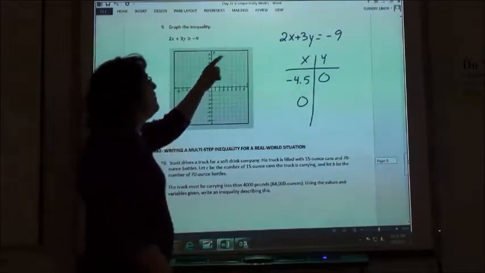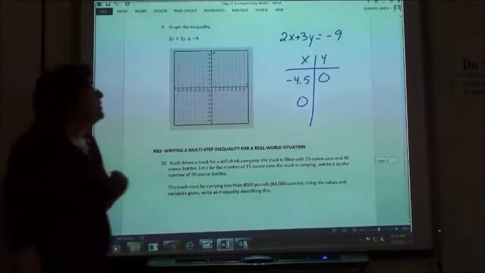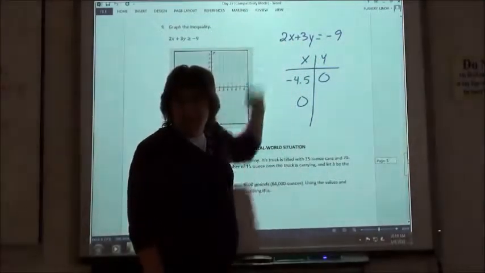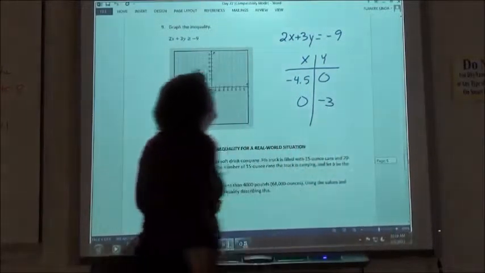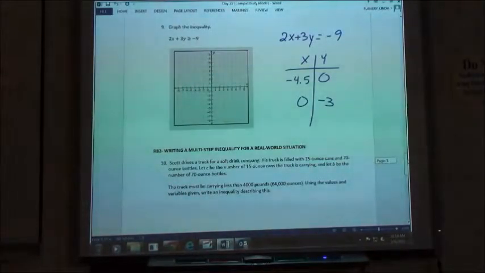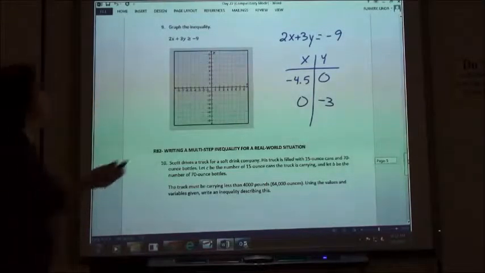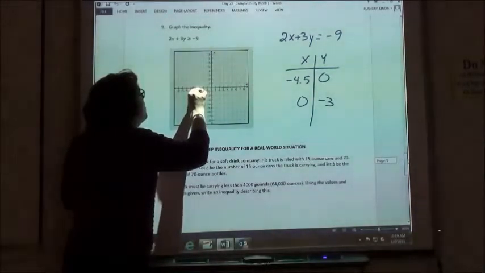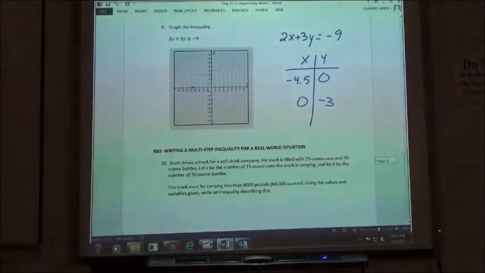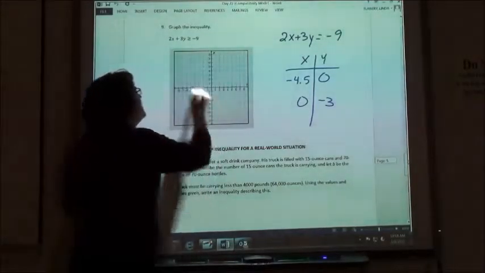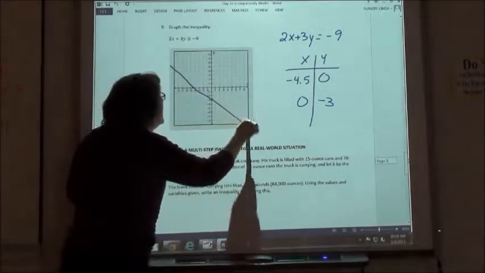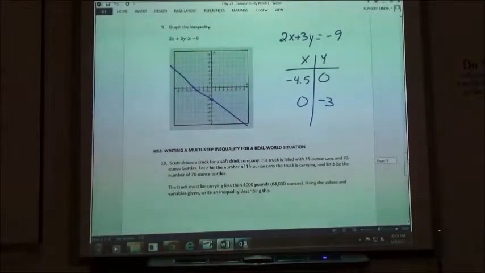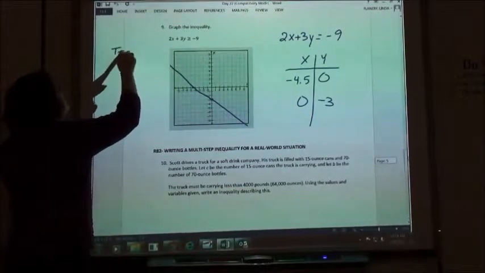If I put 0 in for x, I'm going to get negative 3. So on the first one, you'll have to use the plot point tool and let the computer put the -4.5, 0 on there. We're going to just estimate where it is because we know about where -4.5 would be. And then the 0, -3 would be my y-intercept so that I can draw my line. And should that line stay solid or should it change to dashed? Solid. It's going to be solid, which we have, and then again we're going to test.